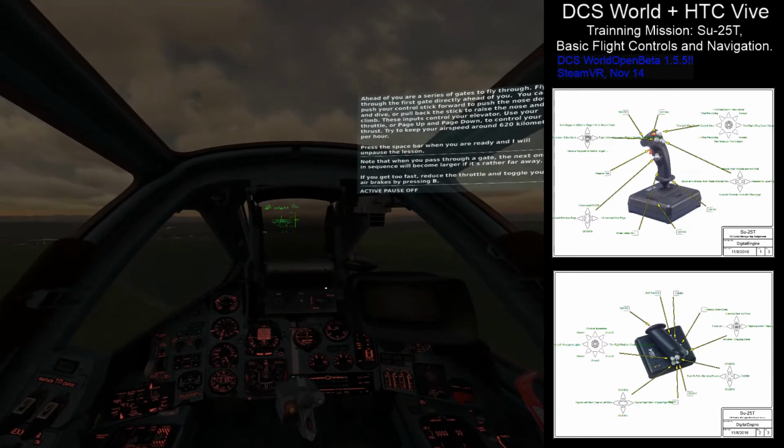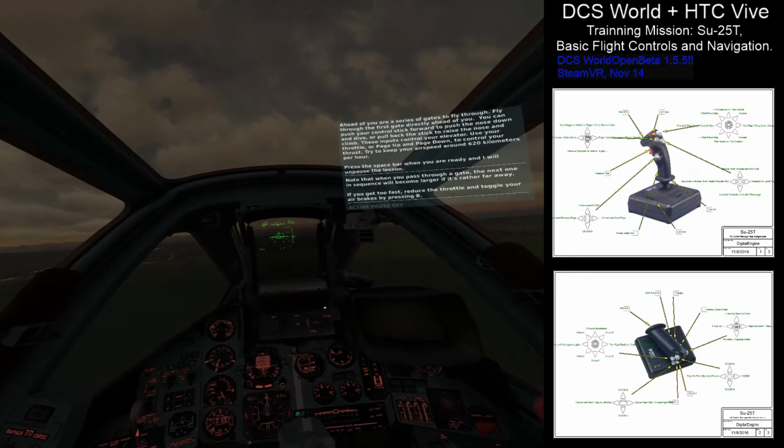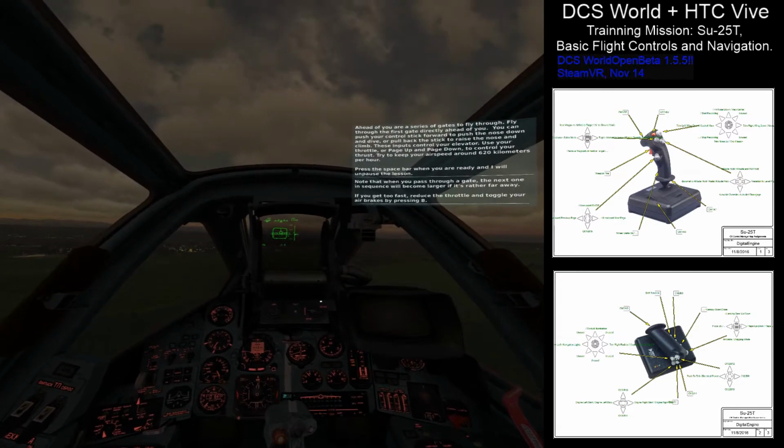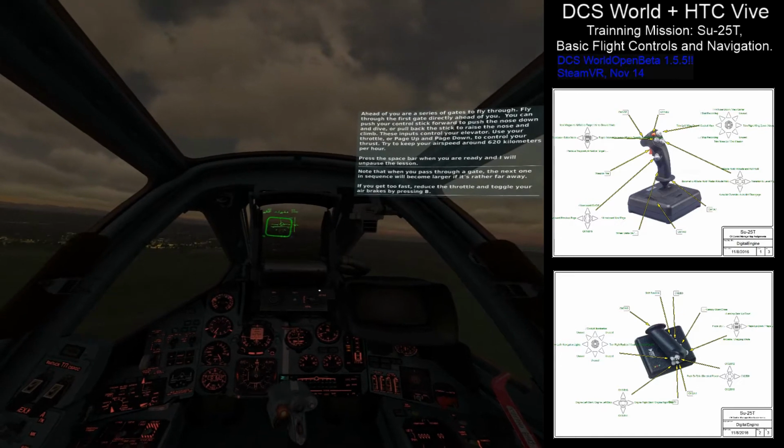Note that when you pass through a gate, the next one's sequence will become larger if it's rather far away. If you get too fast, reduce the throttle and toggle your air brakes by pressing B.